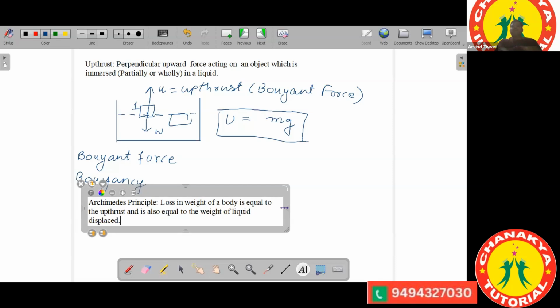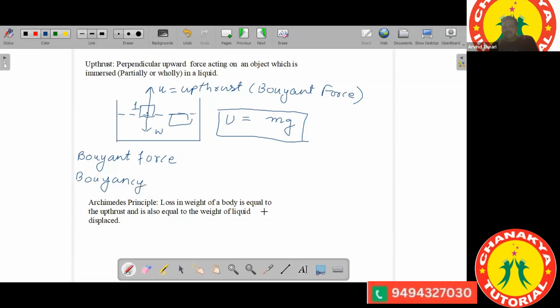So, understood the Archimedes principle now. The Archimedes principle says that the loss in weight, which is equal to W naught minus W, we can represent as W naught minus W, is equal to the up thrust. And it is also equal to the weight of liquid displaced by it. So this is equal to the weight of liquid displaced. So, understood the statement of Archimedes principle?